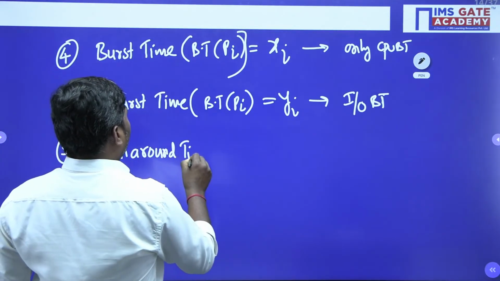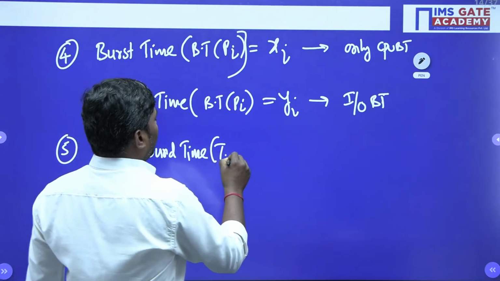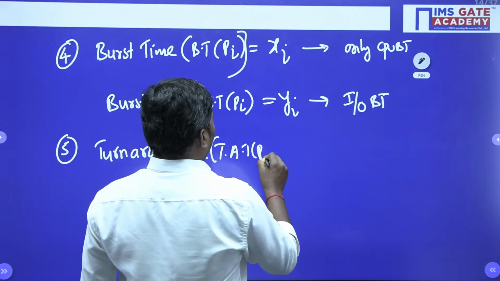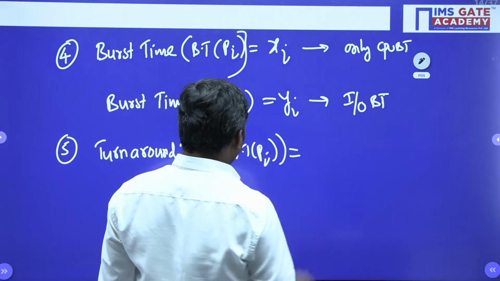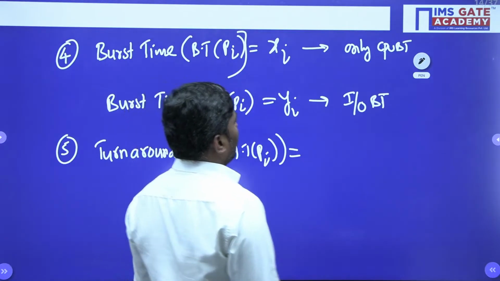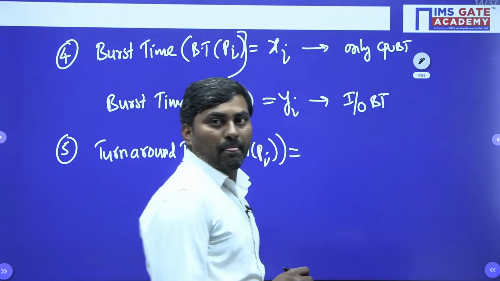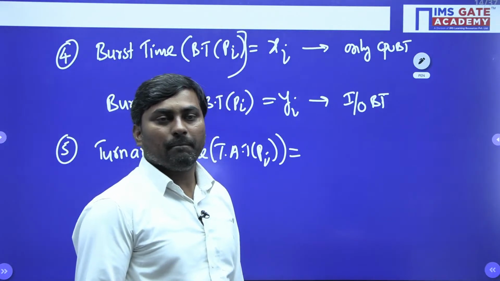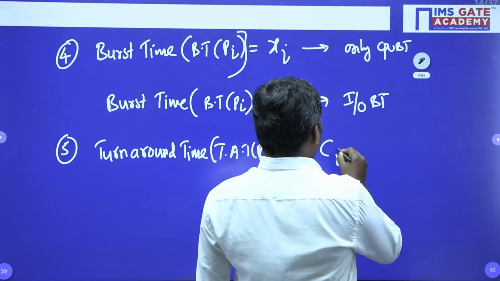Turnaround time, yes, all of you. So, let me take the TAT of a process Pi. How do we define process Pi's turnaround time? Completion minus arrival, right? Ci minus Ai.